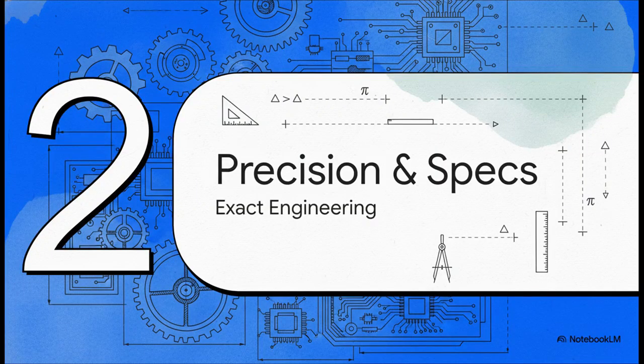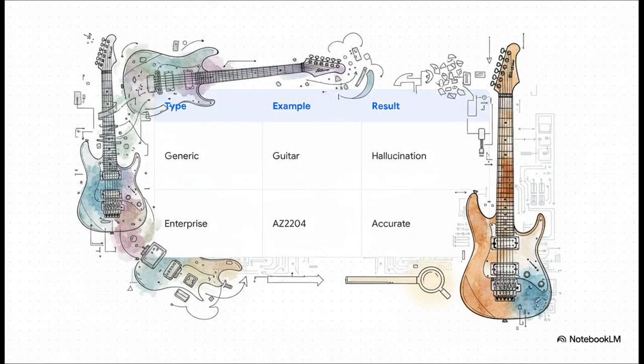Moving right along to section 2, precision, models and specs. Now, if you use a generic prompt, like say just asking for an electric guitar, you run an incredibly high hallucination risk. You're giving the AI way too much creative freedom. But look at the enterprise approach we have here. If you provide a specific brand, model, and year, something like an Ibanez AZ2204, the result is grounded in actual web-searched accuracy. Behind the scenes, the AI goes out and finds the real technical specs for that exact model, which drastically reduces its need to just guess. It's a real game changer.